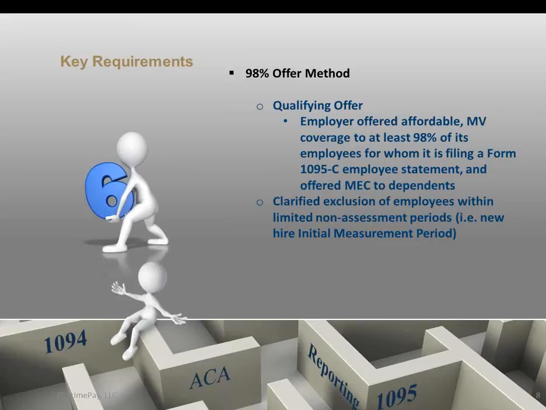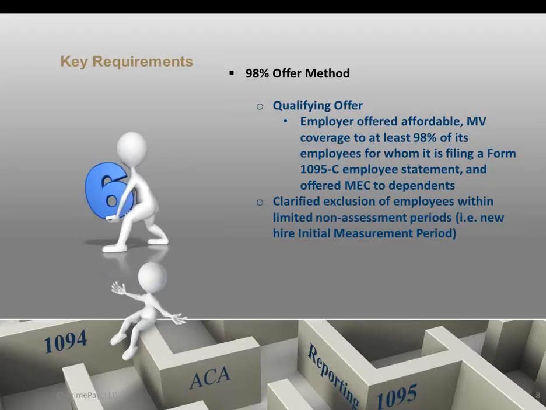And so, to possibly assist employers in reaching that 98%, they clarified the exclusion of employees. So it clarified that you could remove some employees from the count in order to get to that 98%. They said, okay, if you have employees that are within a limited non-assessment period, so those measurement periods, and I just put one example there: you hire a new employee, and they're in their initial measurement period, and you're not going to offer coverage until they've completed that measurement period. So as an employer, you can exclude that specific employee from the count. And if we add up all of those employees who may be in those periods, maybe you can get to that 98%.